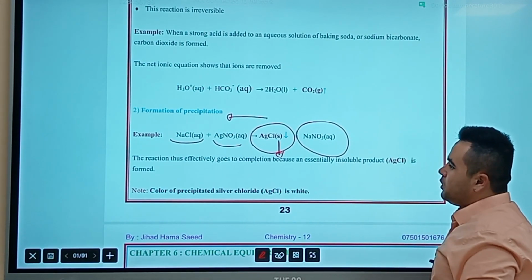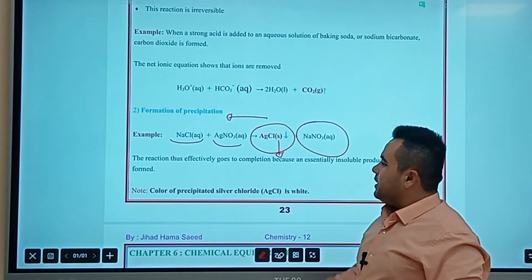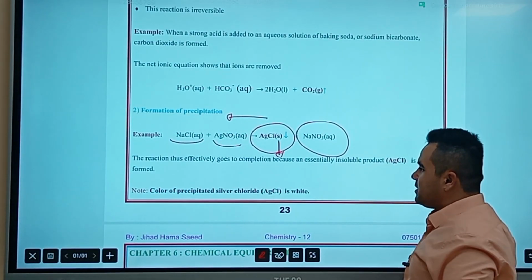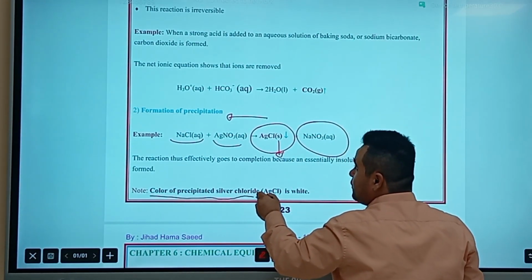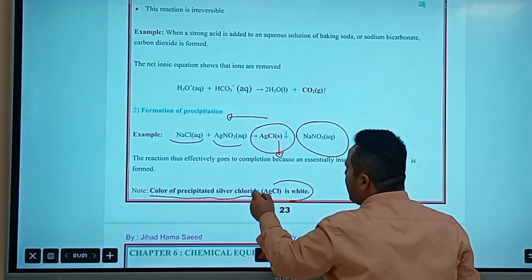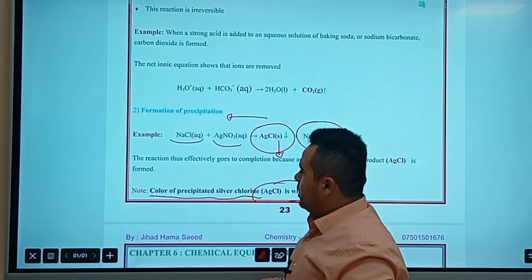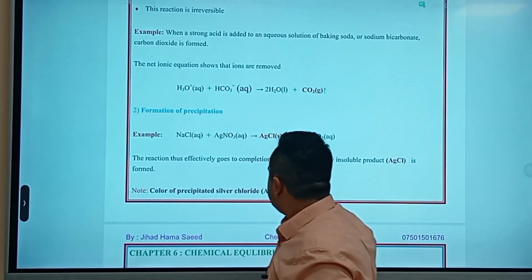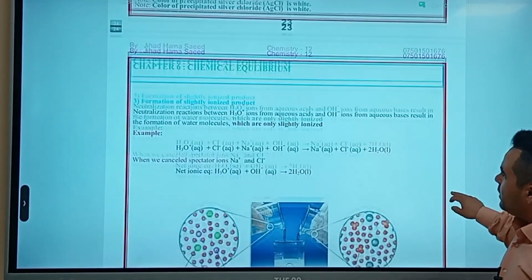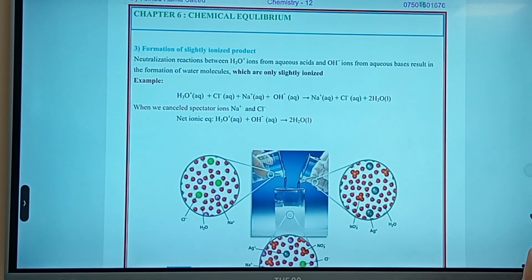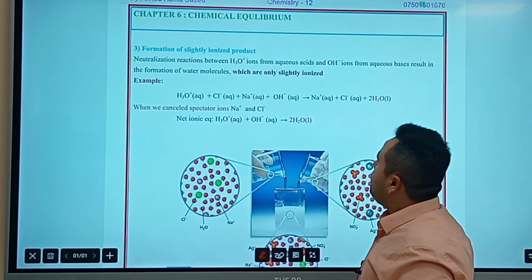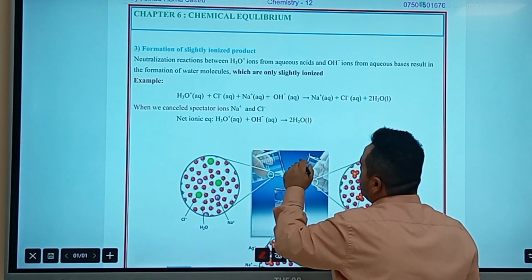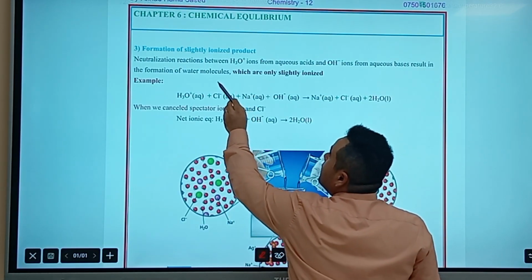So the formation of precipitate is one of the factors that leads the reaction to go to completion. The color of the precipitate silver chloride here is white. This is just a note to know what the color of AgCl is. It's a white precipitate. The third reaction that goes to completion is the formation of a slightly ionized molecule.